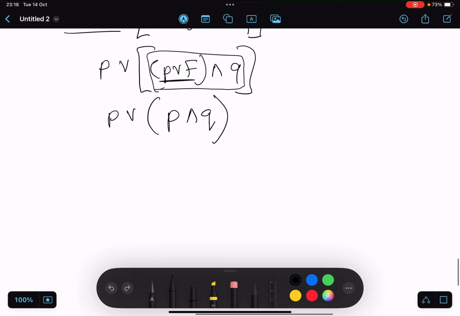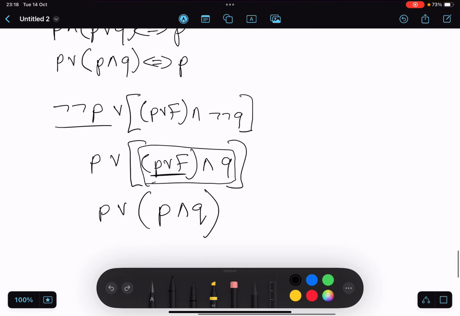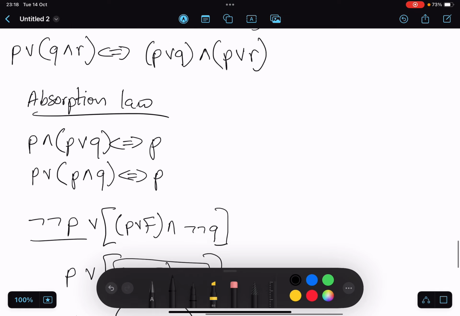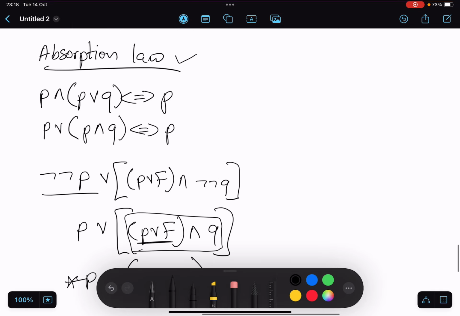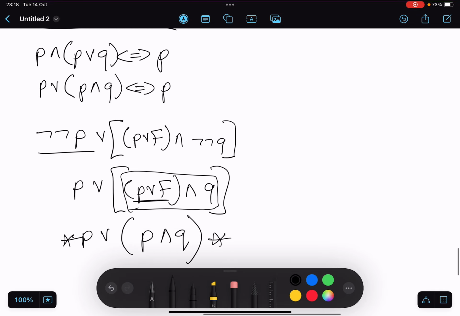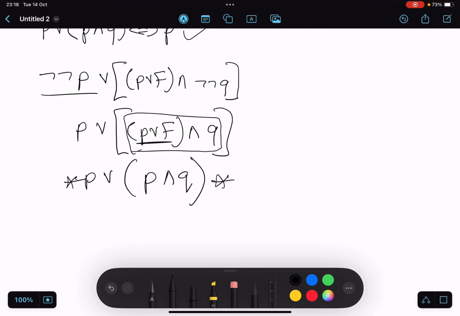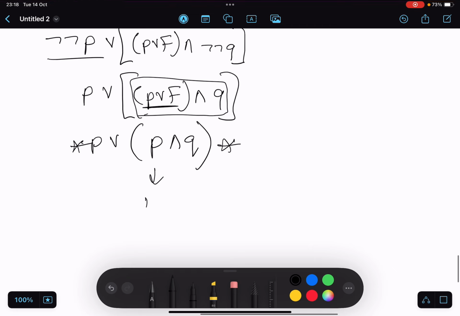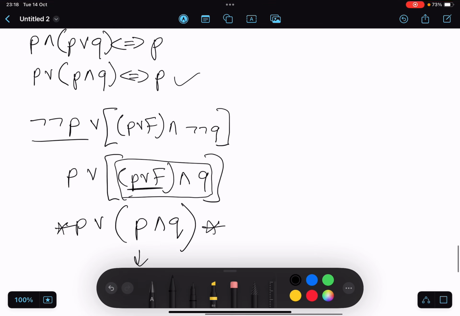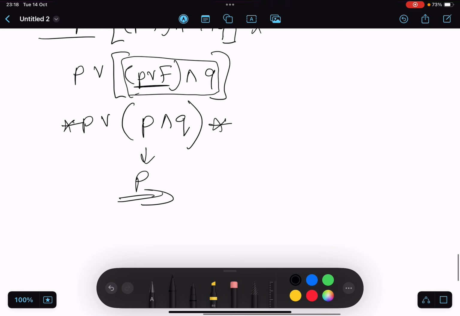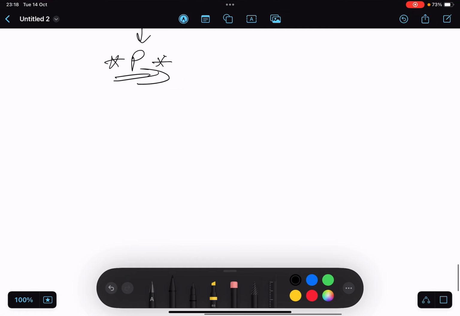Now from here, from this simplified version, we can use the absorption law, right? We can see that from this statement we can use this one, isn't it? So this entire logical statement can be simplified to just P. So this is how you apply these laws.